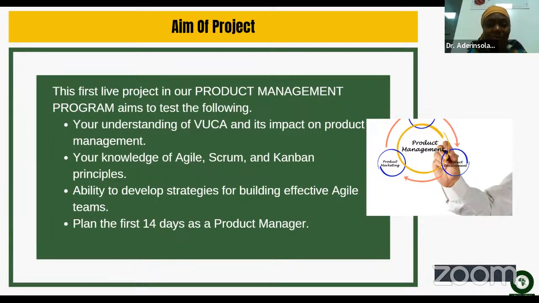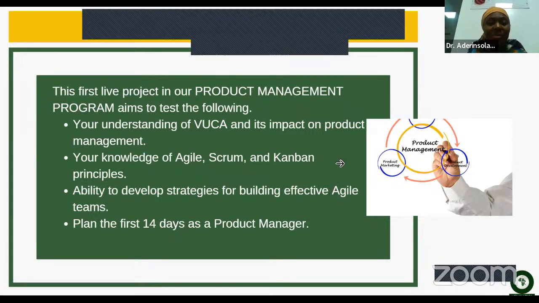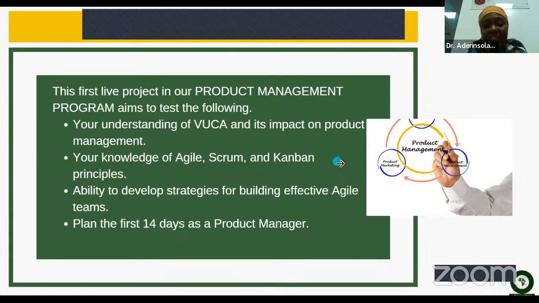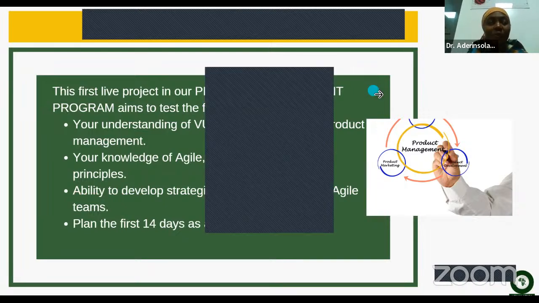Now, the second thing would be your knowledge of Agile, Scrum, and Kanban. Your knowledge of what Agile, Scrum, and Kanban are. The third thing will be your ability to develop strategies for building effective Agile teams. What is going to be your strategy? She needs to test your ability to develop Agile teams. Then, of course, she would like to look through your plan for the first 14 days of you as a product manager.